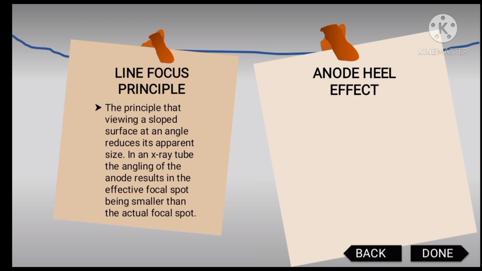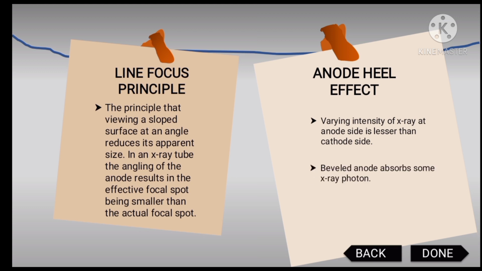The intensity of the beam from the positive anode side is lower than the intensity from the negative cathode side, because the photons created when the electron strikes the target have a longer way to travel through the target on the anode side. Anode heel effect. The intensity of X-rays at the anode side is lesser than the cathode side. The beveled anode absorbs some X-ray photons. This effect is called the anode heel effect and refers to the lower field intensity towards the anode in comparison to the cathode, due to the lower X-ray emission from the target material at angles perpendicular to the electron beam.